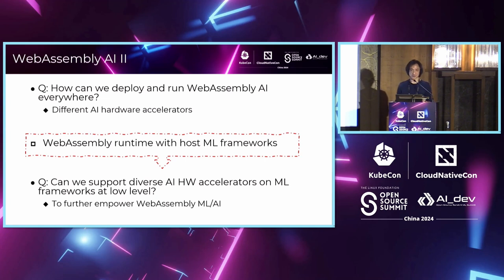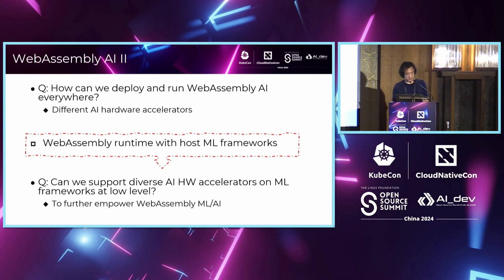And actually, a WebAssembly AI application can access the low-level interface of machine learning frameworks on the host. Just with some limitation: it works on CPU, not GPU, not other hardware accelerators. So I think maybe we can start from there, and let machine learning frameworks support those different AI hardware accelerators at a low level. After that, maybe our WebAssembly AI application could leverage this to support those different AI hardware accelerators.